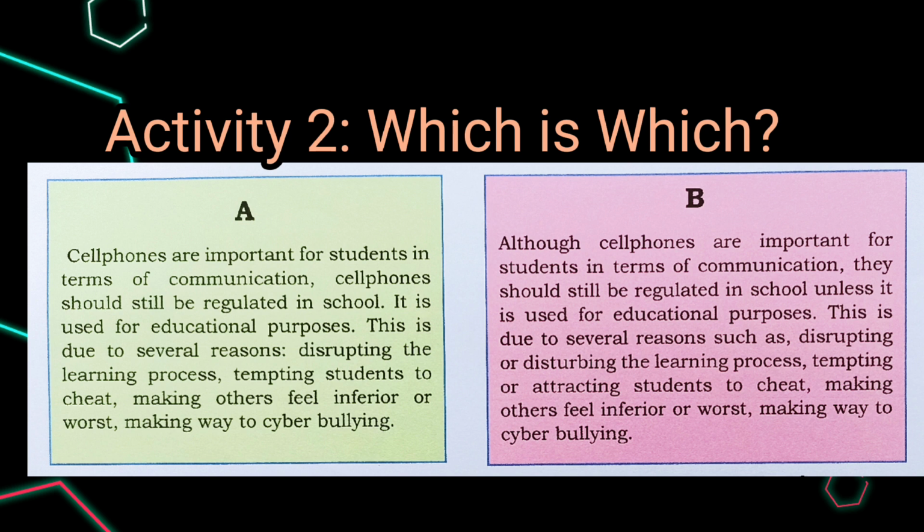Text B. Although cell phones are important for students in terms of communication, they should still be regulated in school unless it is used for educational purposes. This is due to several reasons such as disrupting or disturbing the learning process, tempting or attracting students to cheat, making others feel inferior, or worse, making way to cyberbullying.